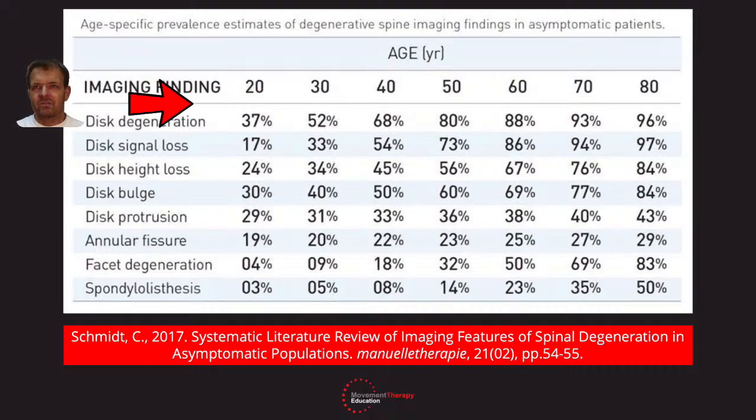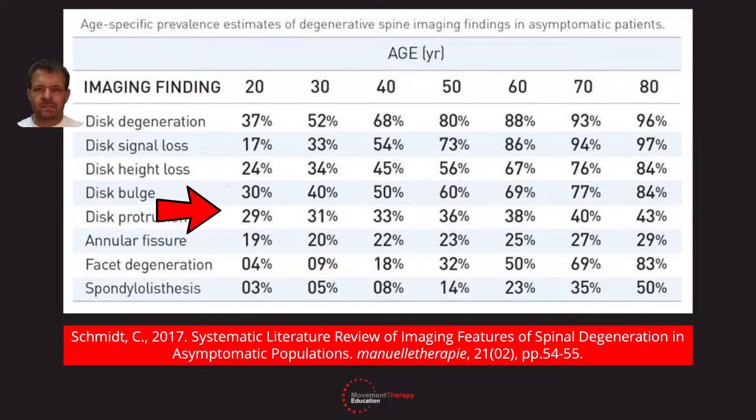So we've got at the age of 20, disc degeneration was found in 37% of asymptomatic 20-year-olds. Okay, so well over a third of 20-year-olds who have no pain have disc degeneration. Okay, so in this particular study. And then signal loss, so that's usually where there's some kind of change to the disc integrity. We've got 17%. Disc height loss, so obviously reduction in height, 24%. A disc bulge in 30%.